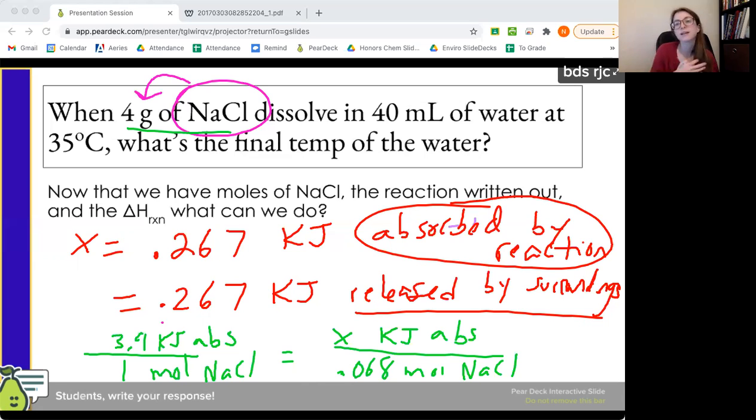In this case, frankly, in most of the problems we solve, the surroundings are water. And so because in this case the reaction has to absorb heat, it has to absorb it from somewhere. It's going to absorb it from this nearby water. That water is going to change temperature as it releases heat in order for the reaction to happen. Questions about that concept?